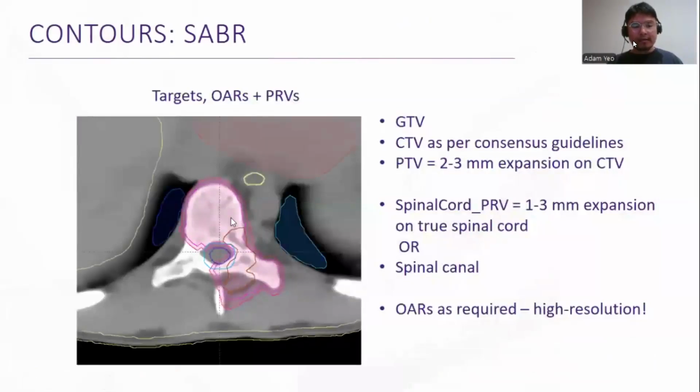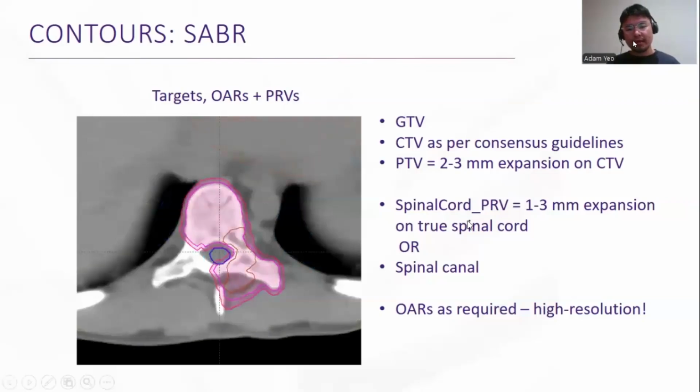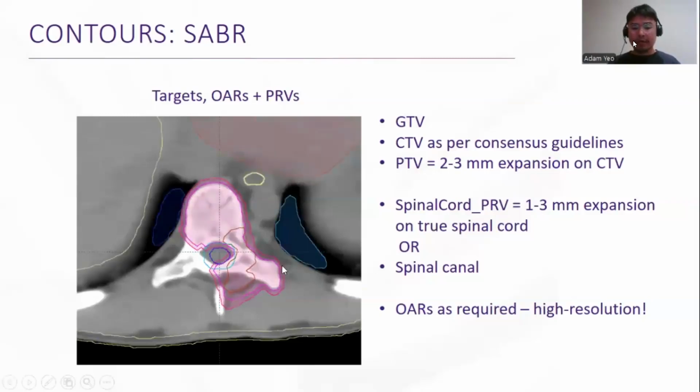And then contouring, with spine SABR as an example, but it is applicable to all the other areas of stereotactic tumor treatment and indications. For spine, a typical PTV margin expansion is 2 to 3 millimeter. The spinal cord should be defined on our secondary images because we cannot really see it in our planning CT. The PRV structure typically expands 1 to 3 millimeter. And if you don't have MR, we use the spinal canal directly, which will overlap with our PTVs.